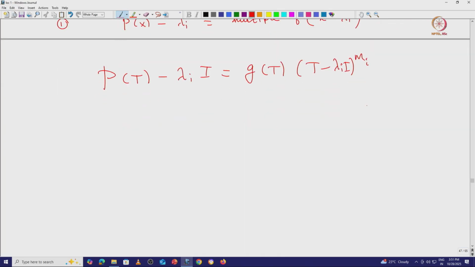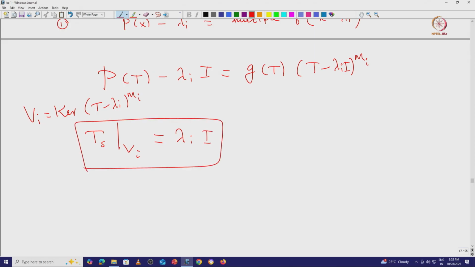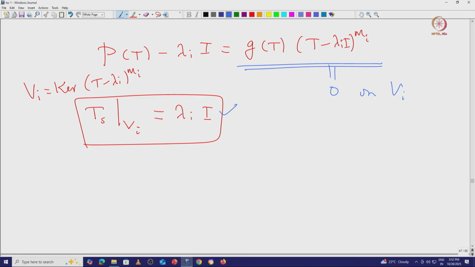So, in particular if you take this T_s restricted to V_i, recall V_i is nothing but kernel of (T minus lambda_i I) power m_i. So, in particular this is going to be equal to lambda_i times I, because this part is going to be equal to 0 on V_i. Okay, that means T_s restricted to V_i is nothing but the scalar matrix lambda_i I.